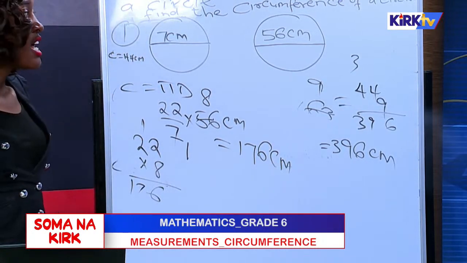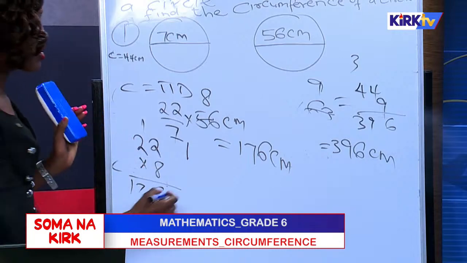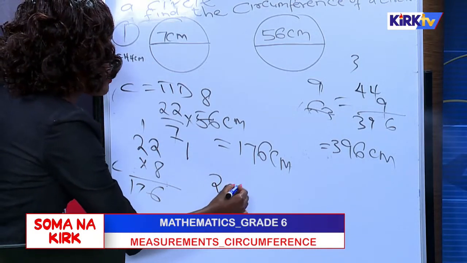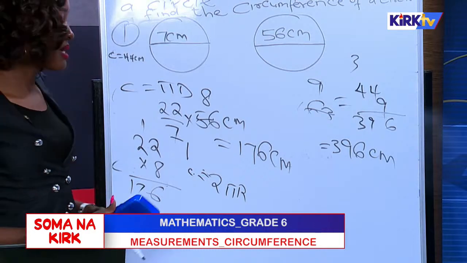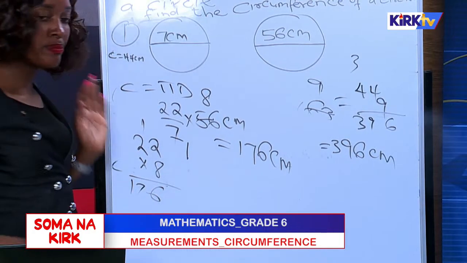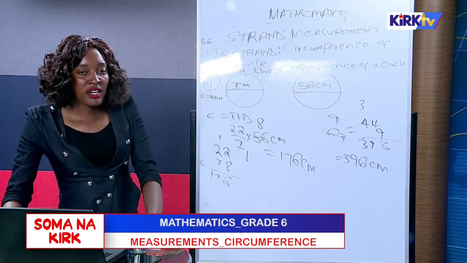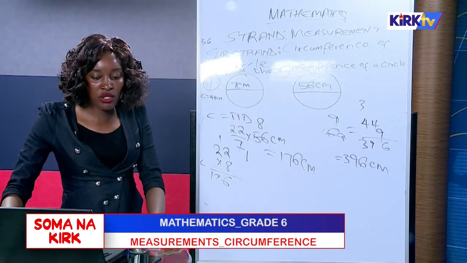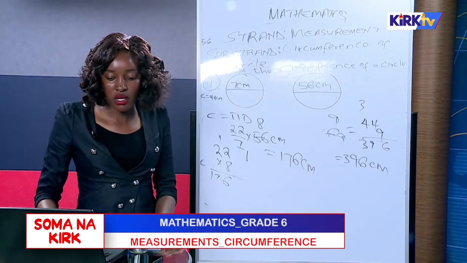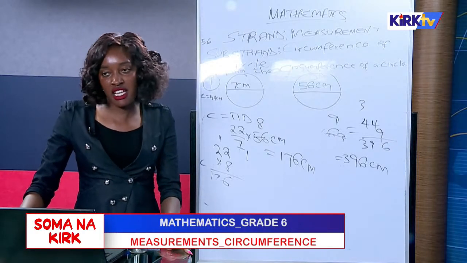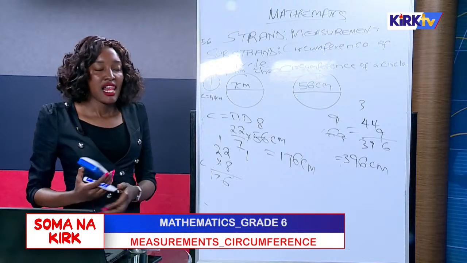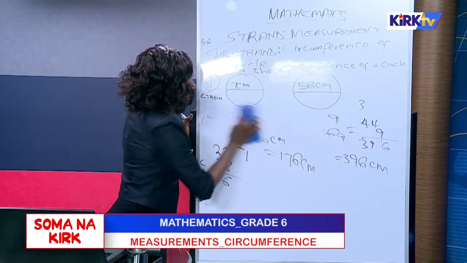Are we together? In such a case, we can't use 2 pi r to get circumference because we are given the diameter. And I hope you've understood our today's lesson. I'm going to leave you with some takeaway, and maybe next time I'll get your feedback.